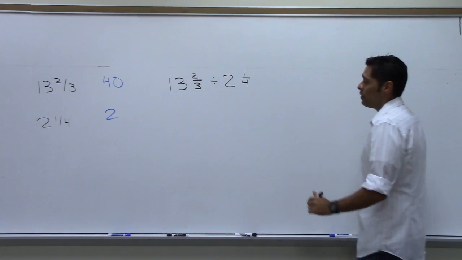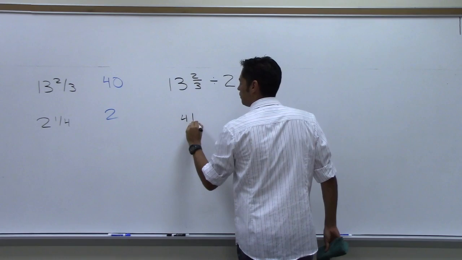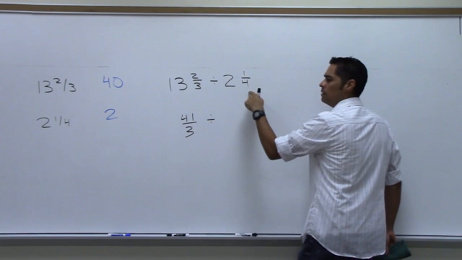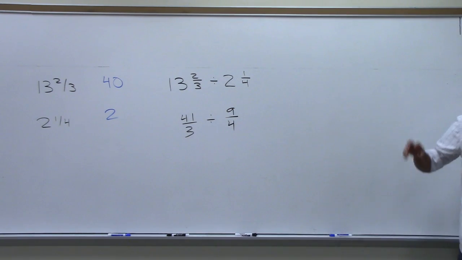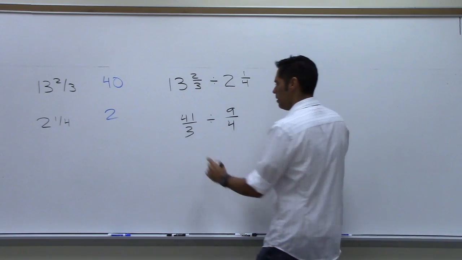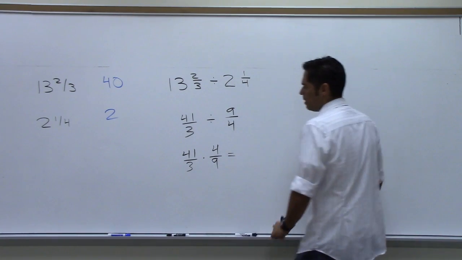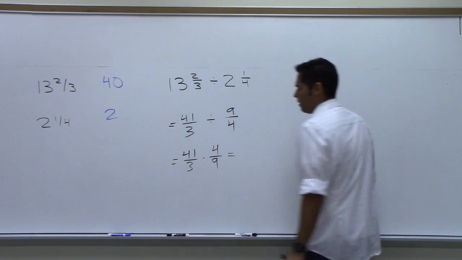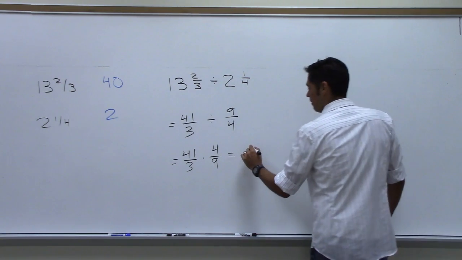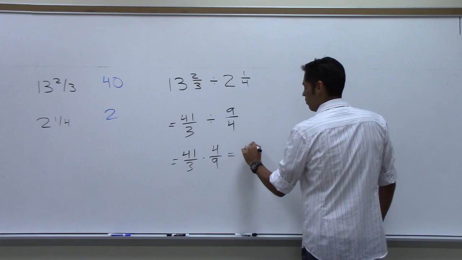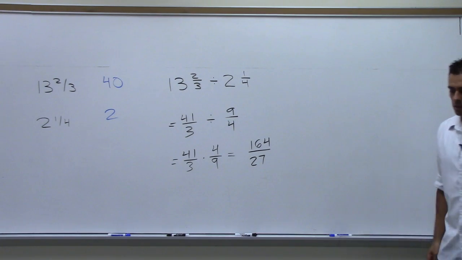All right, so we're going to do this division. First, we have to convert this over. So 13 times 3 plus 2, 41 over 3. Divide that by 9/4. Good. And because this is division, we have to flip and multiply, right? Flip the second one. So 41/3 times 4/9. And do we get any cancellation here? I don't see anything that's going to go away in reducing. So what is that? 164 over 27.